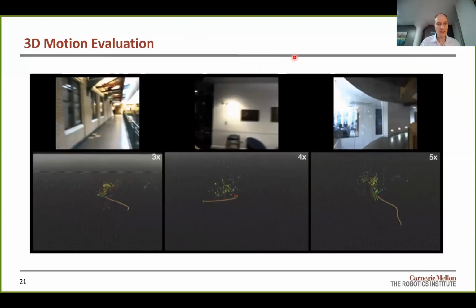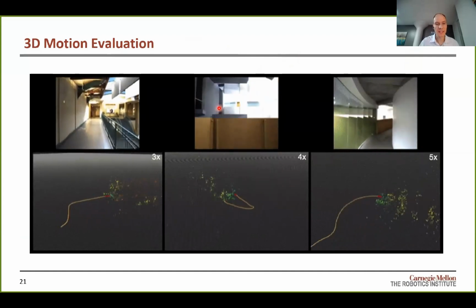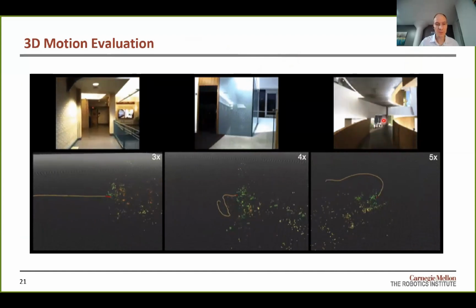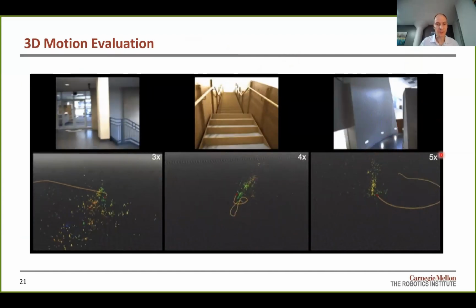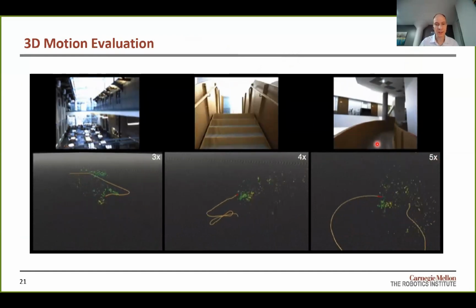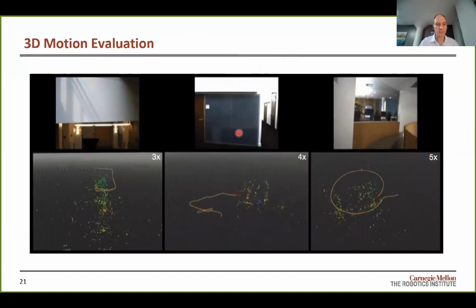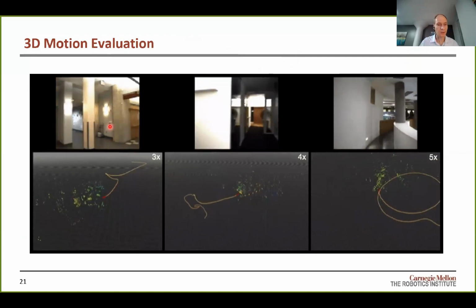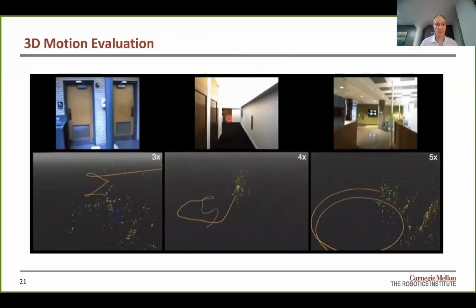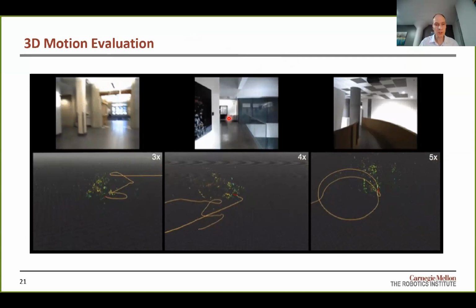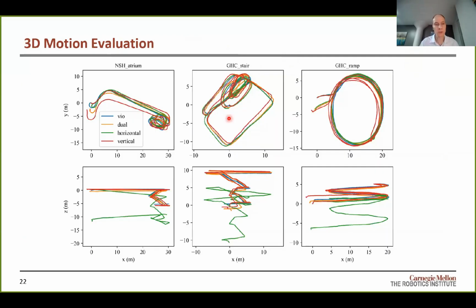Another couple of sequences, different environments, including even a spiraling trajectory here, stairs, and just normal hallways in between. And so all of this works quite well. We can evaluate this against ground truth, or actually visual inertial or lidar inertial odometry, in this case visual.